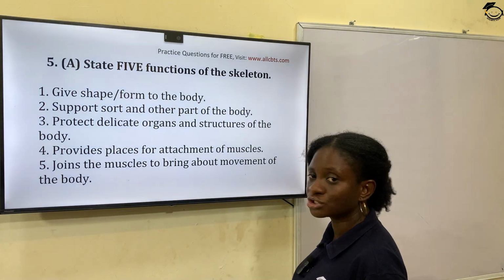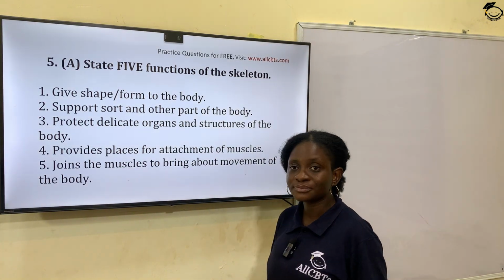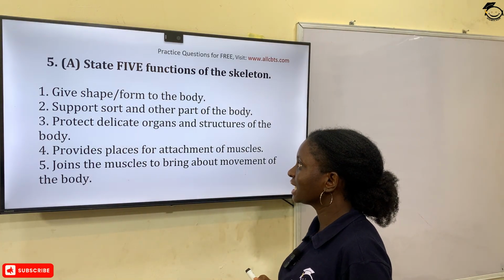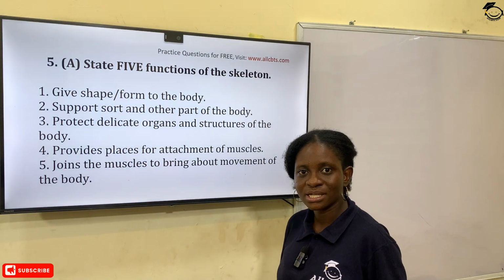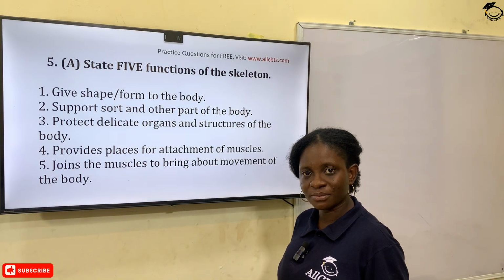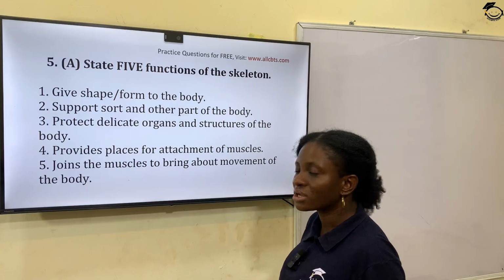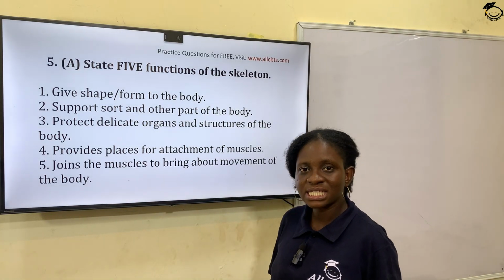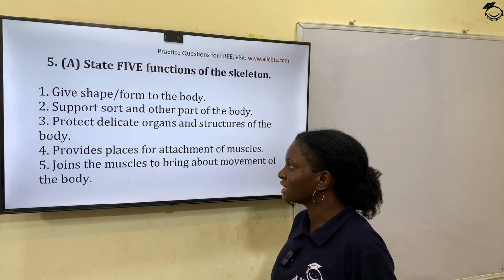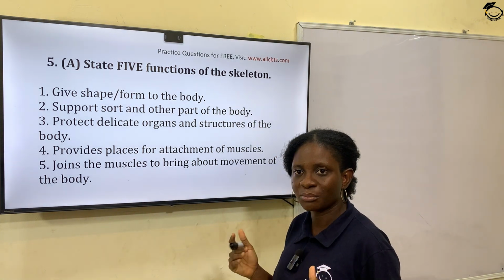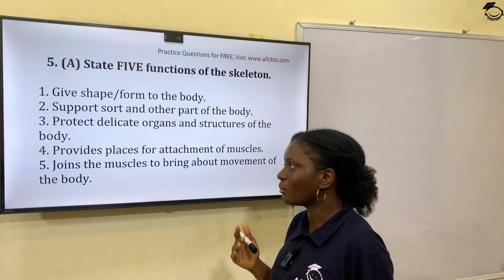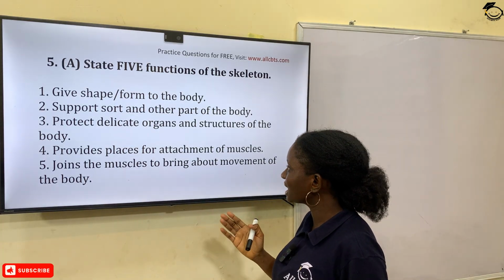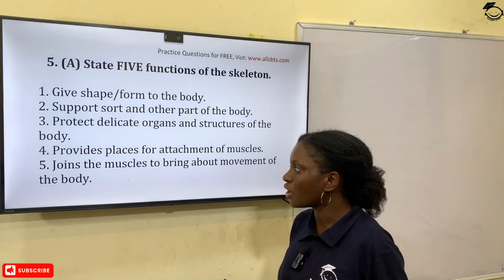State 5 functions of the skeleton. So what are the functions of the skeleton? 1, give shape to the body. So it's the skeleton that gives shape to the body, supports the body, and also protects the delicate organs and structures of the body.